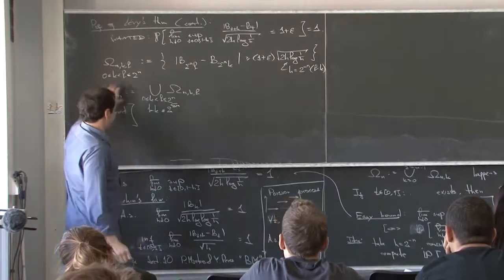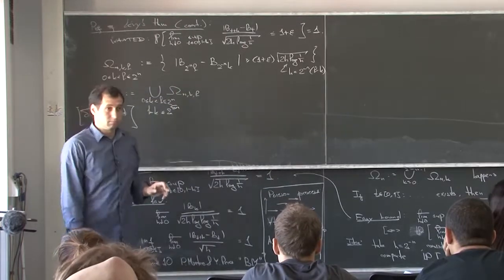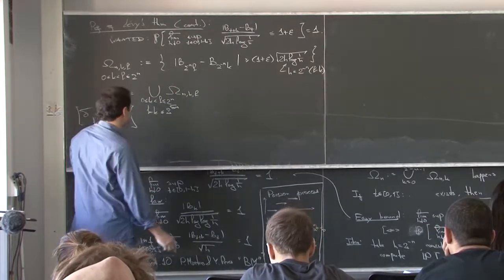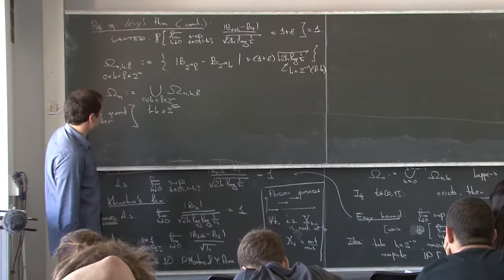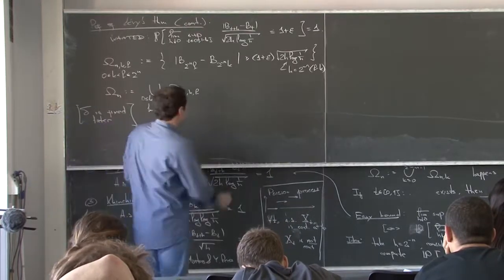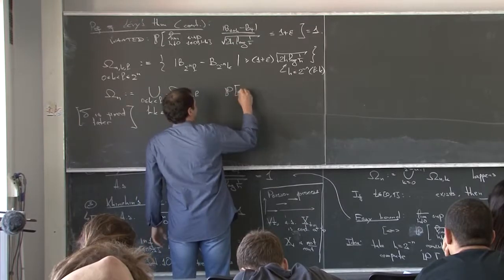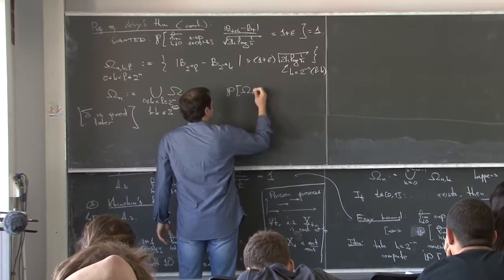And then I'm going to estimate the probability of this event. I'm going to prove that it does not happen eventually. So what is the probability of these?